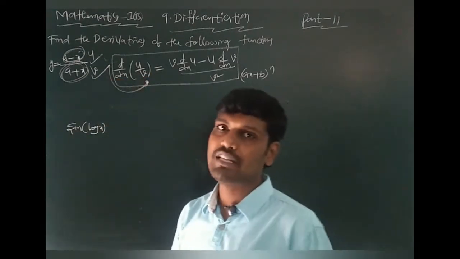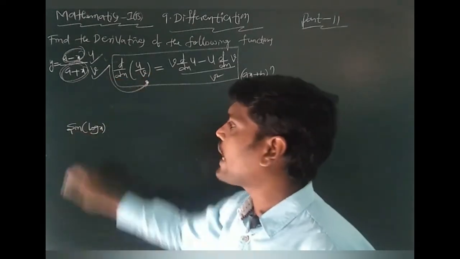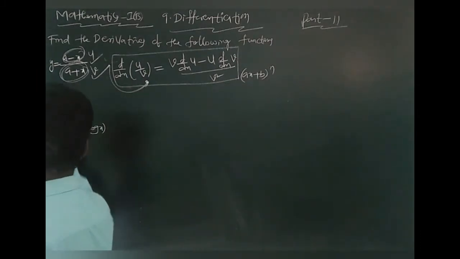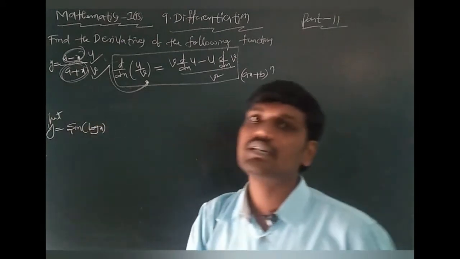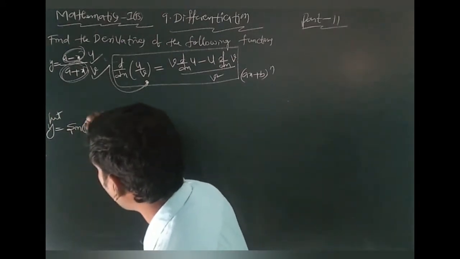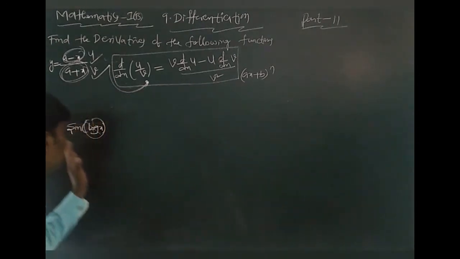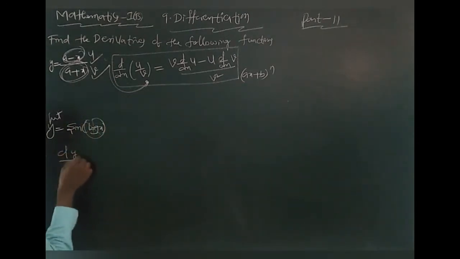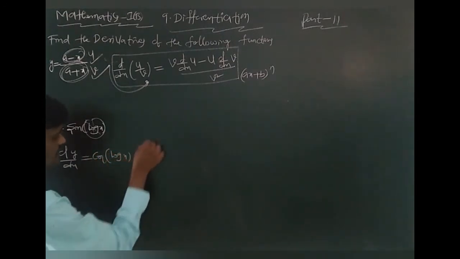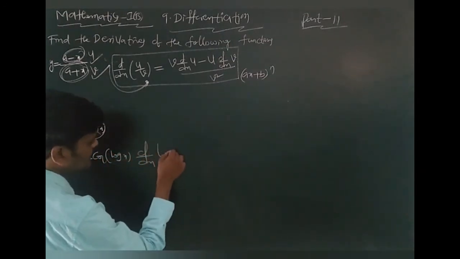Next homework problem is what? Next one is sine of sine of log x. You can write this one as y. Put y is equal to sine of log x. Here, suppose you take the whole log x as x. Assume that x. What is the derivative of sine x? The derivative of sine x is cos x. X, nothing but log x, into d by dx of y.